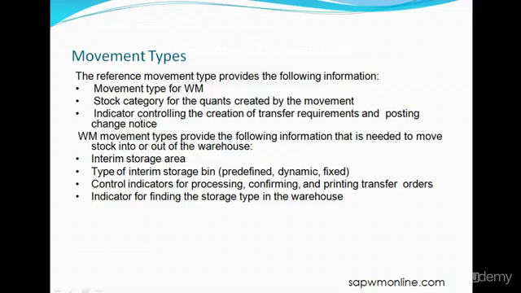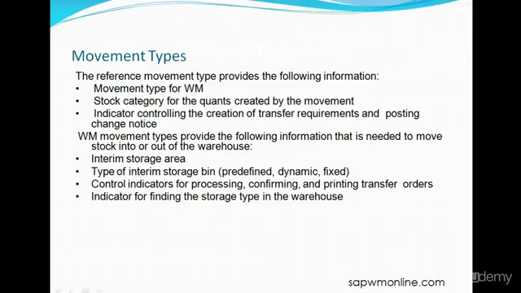We saw the movement type configuration. The reference movement type provides the following information. The movement type for WM is provided by the reference movement type, the stock category for the quants created by the movement type, and the indicator controlling the creation of transfer requirements and post change notice. The WM movement type provides the following information that is needed to move stock in or out of the warehouse.